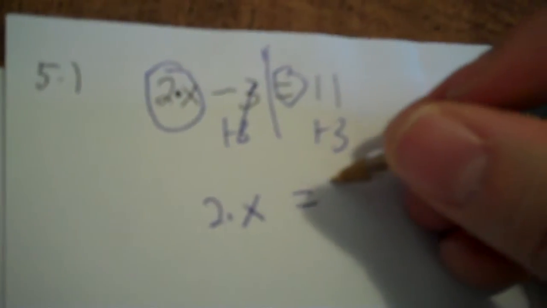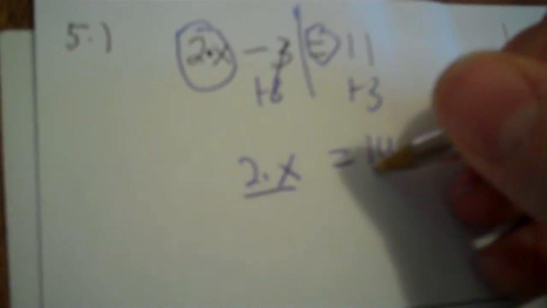So then carry out those. You plus 3, plus 3. So you've got 2 times x. 11 plus 3 is 14. Then you divide by 2. And then 14 divided by 2 equals 7.